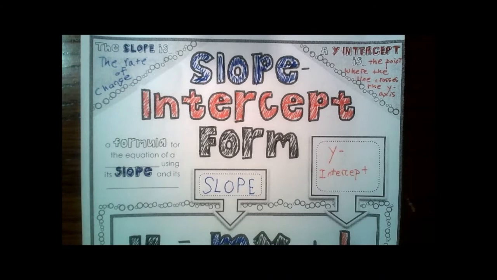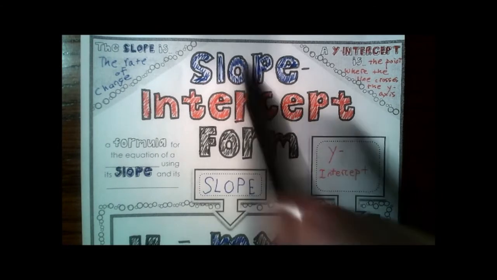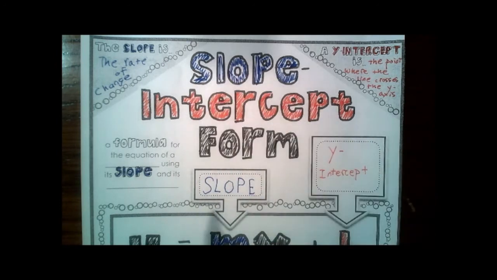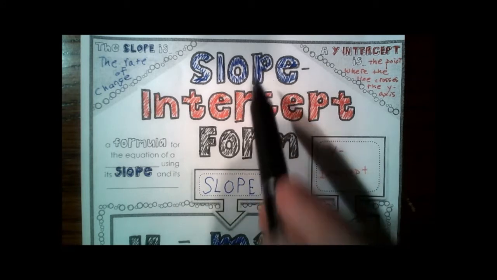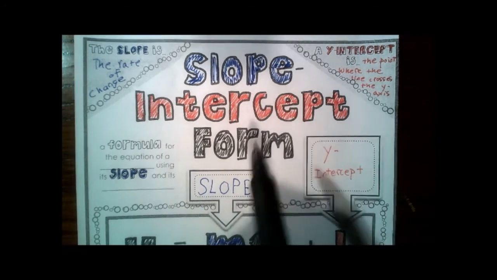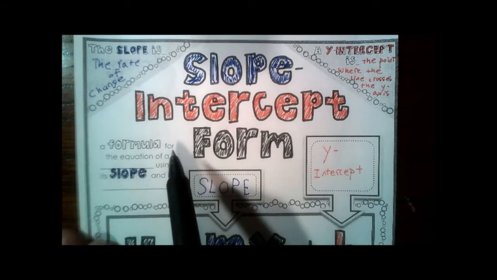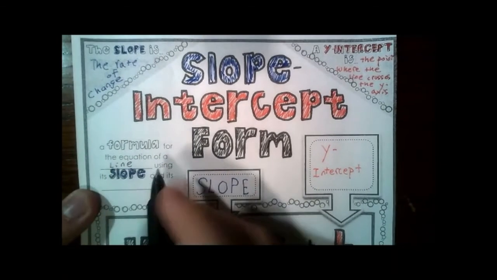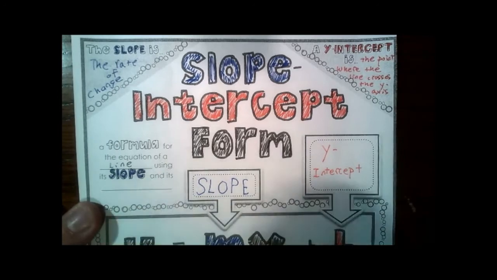Now I've already filled in my doodle notes for color coding because I thought it would be kind of boring for you to just see me scribbling in. So slope-intercept form, okay, is a formula for the equation of a line using its slope and its y-intercept.